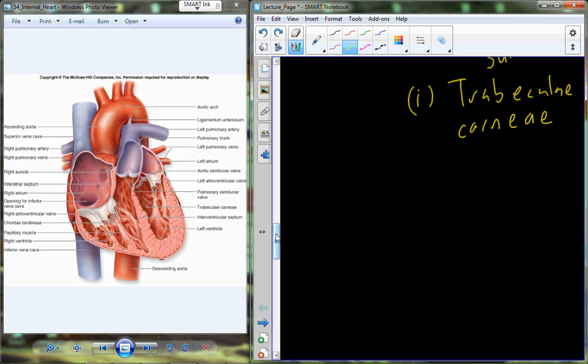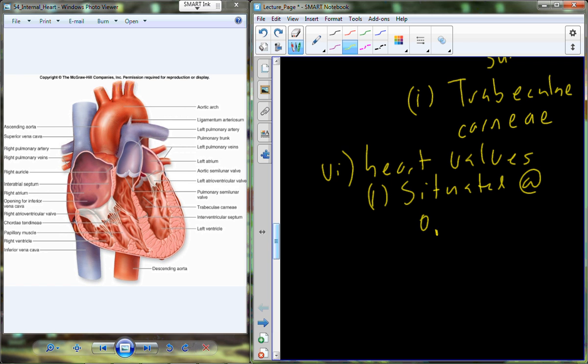All right, we already know that we have the myocardial skeleton, and housed in that skeleton are the valves. The valves are going to exist between the atria and the ventricles, and then between the ventricles and their unique circuits. So the heart valves are going to be situated at openings, and we're going to find valves between the atria and the ventricle.